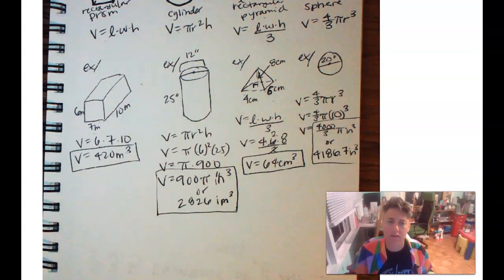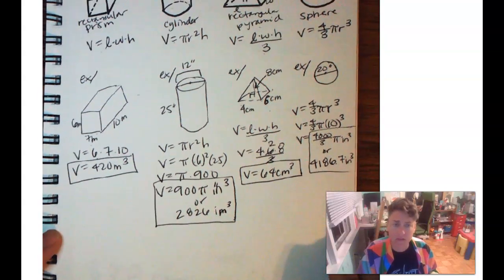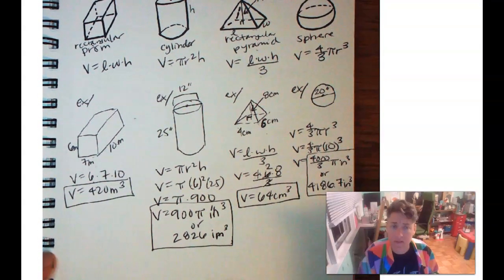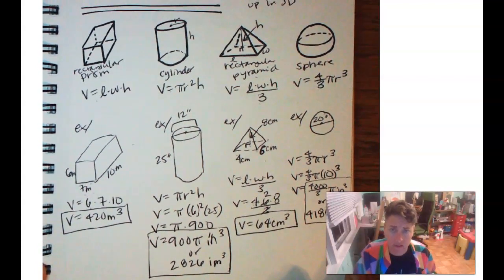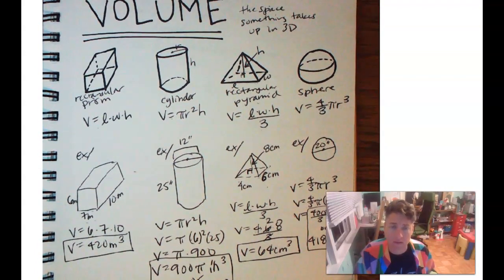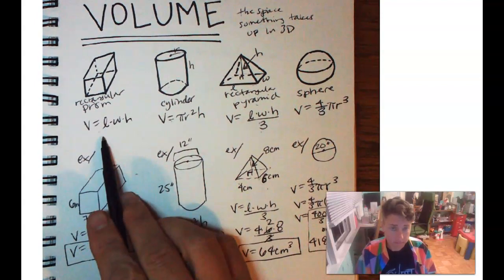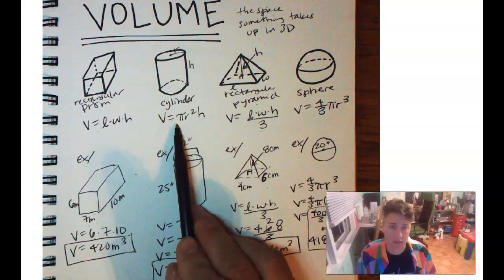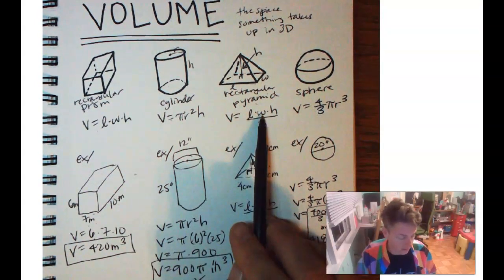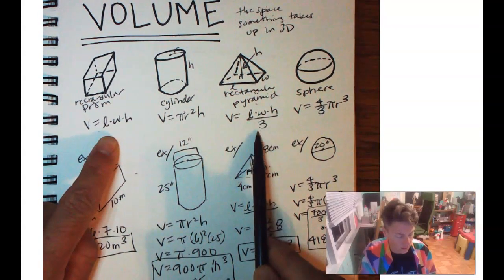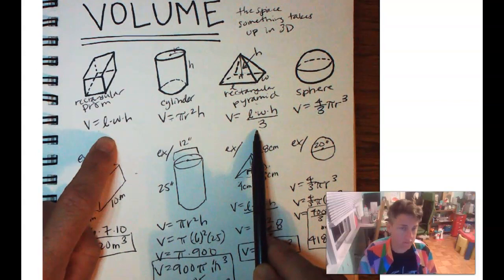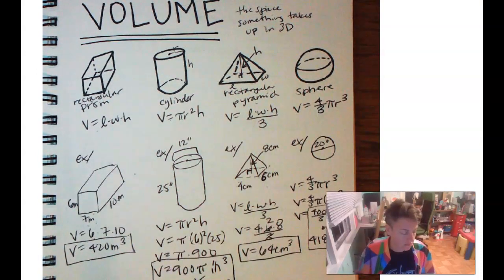Alright, scholars, that's it. That's your volume stuff. We're only talking about the volume of these 4 shapes. We've got a rectangular prism. Volume is length times width times height. Volume of a cylinder, pi r squared times h. Volume of a rectangular pyramid, 1/3 the volume of the prism version. And a sphere is 4/3 pi r cubed.